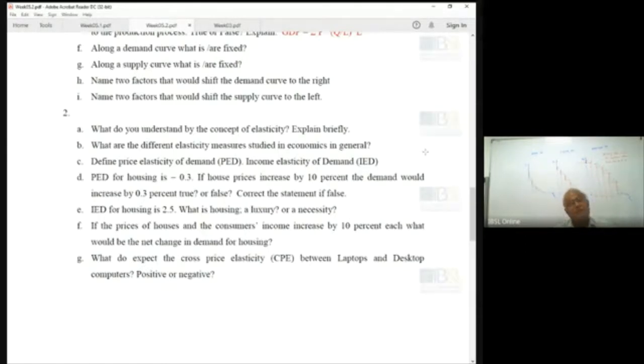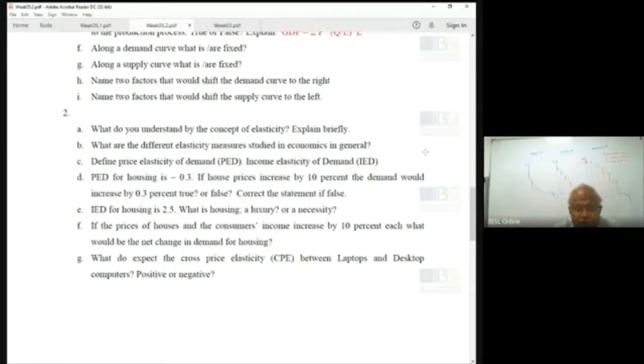Understand the answer? When price increases by 10%, quantity demanded decreases by 3%. When income increases by 10%, quantity demanded increases by 25%. Therefore, net change is plus 25 minus 3, 22%. That is the net change in demand for housing. This is from one of the American books. It's very interesting, just to understand the interpretation of price and income elasticities, and calculate.